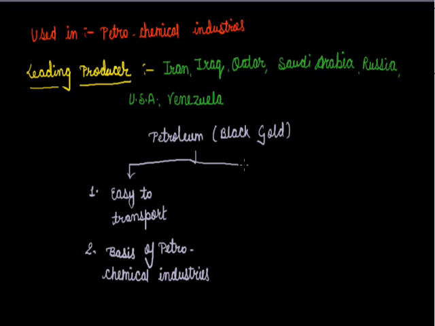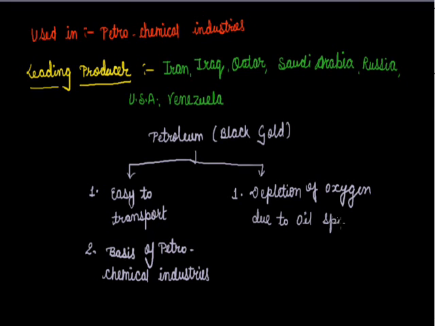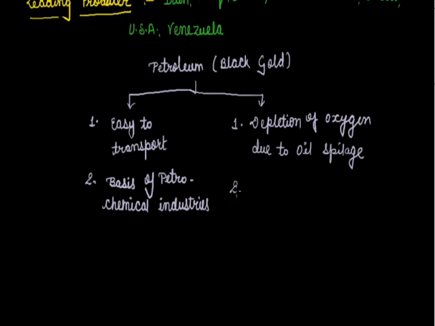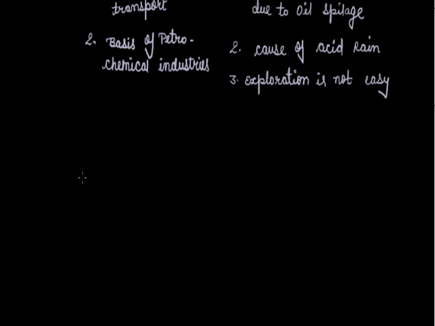The disadvantages of petroleum are, the first is depletion of oxygen due to oil spillage, and second is cause of acid rain. Basically, the pollutants which are released by petroleum are considered the cause of acid rain, and its exploration is not easy.